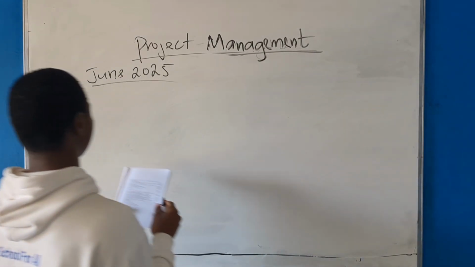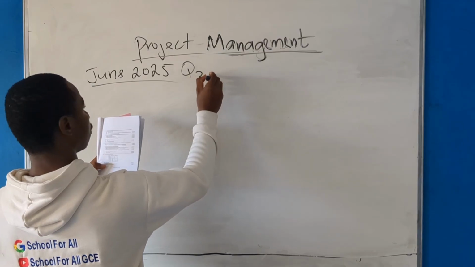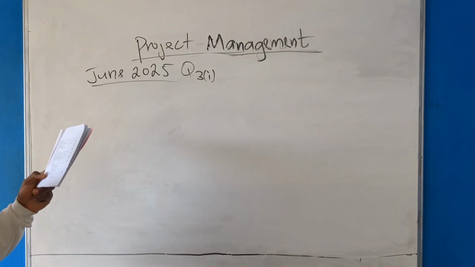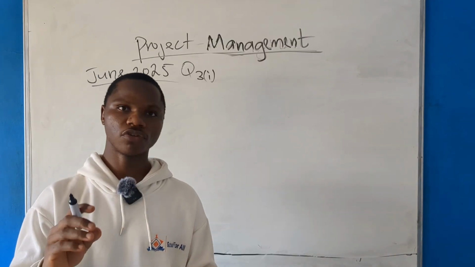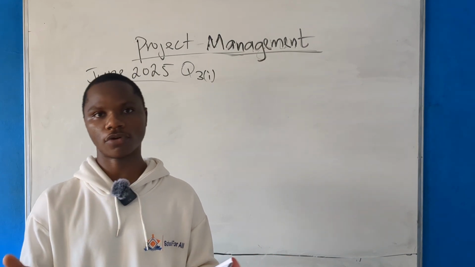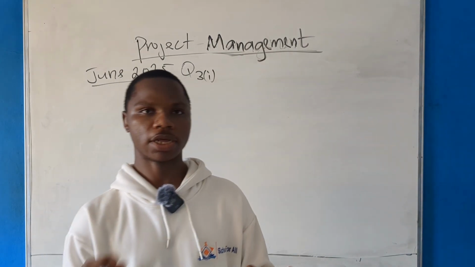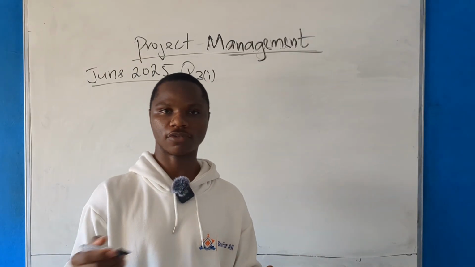Good. Now the first question. So this is question 3, Roman 1. So it's a question on project management. Now they say a project schedule is given below. So here you have a table, because the next thing I want to precise here is we have different types of questions. So there are some questions where they will give you the project description, and from that project description, they can ask you to draw a Gantt chart or a PERT chart. And from the Gantt chart and PERT chart, they can ask you some questions, like determine the critical path, determine the slack time, and so on and so forth.